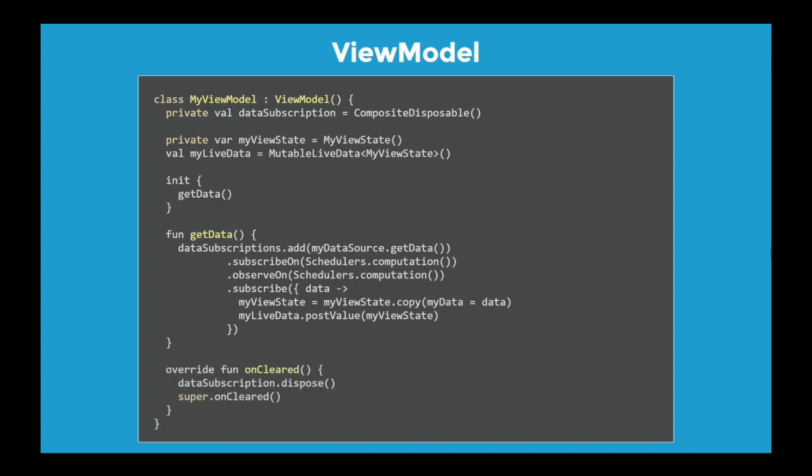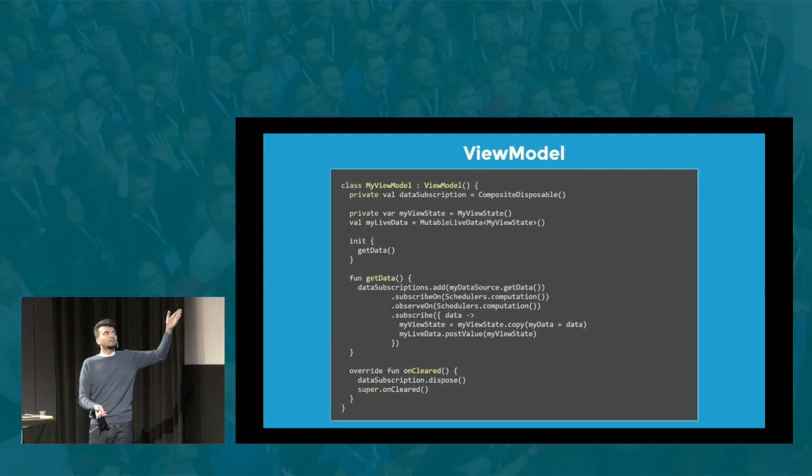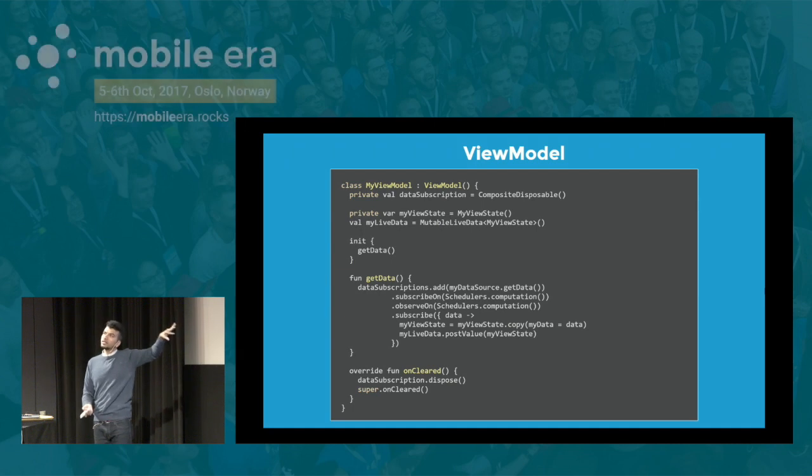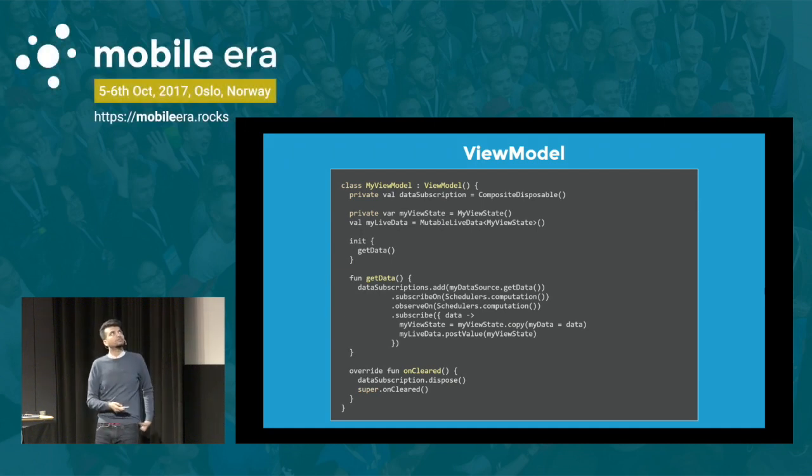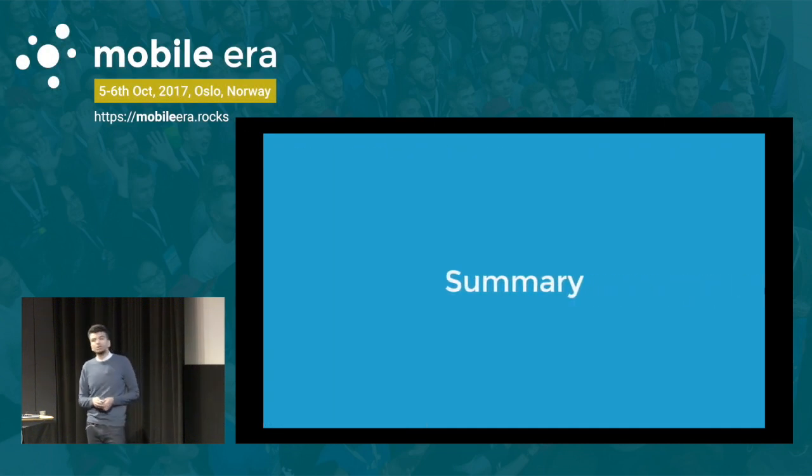And finally, whenever the view is dying for good, I'll get a callback called on cleared, which I'm overriding. And there I dispose of my subscription, which I created for my data source. So it survives through configuration changes. It provides the latest data, and it automatically does the cleanup on its own. And that's how we solve that.